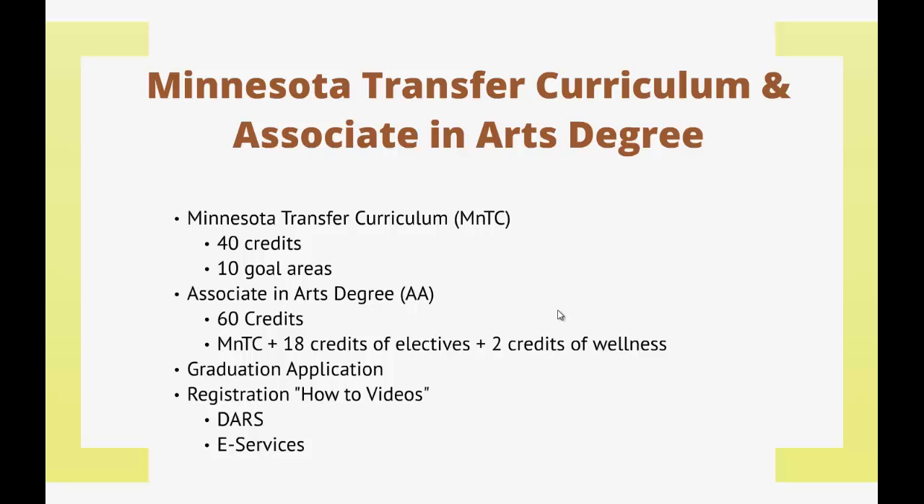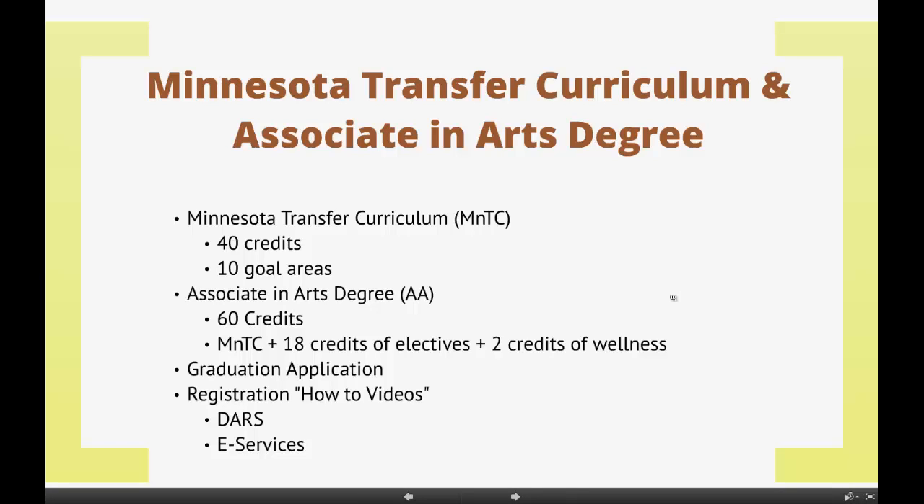The Associate in Arts degree is a total of 60 credits. This degree consists of 40 credits of the Minnesota Transfer Curriculum, plus 18 credits of electives and 2 credits of wellness. The 18 credits of electives can come from anything that's college level. So if you have an interest in a particular major, you can choose courses that come from that major. One recommendation is for students who are going on for a bachelor's degree to start taking elective courses that also apply to your next major. If you have any questions about course selection, please contact an advisor.